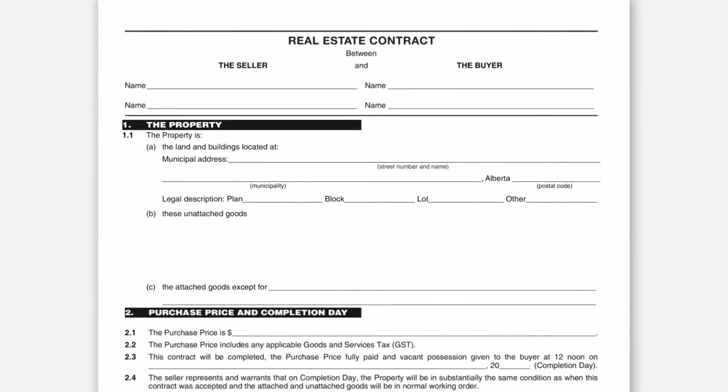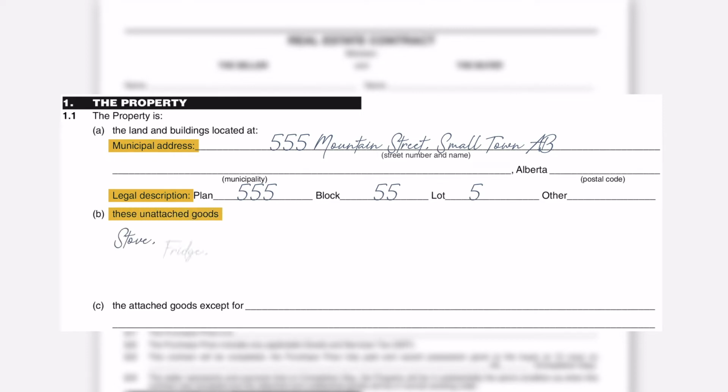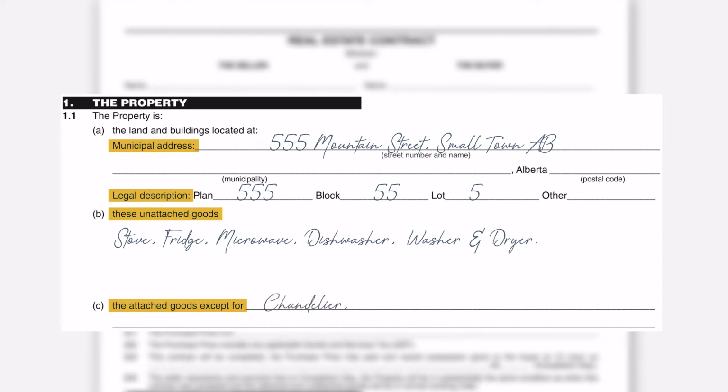2. The property. This includes both the municipal address and the legal description of the property, and any unattached goods that come with the property, which may include things like a stove, fridge, microwave, dishwasher, or washer and dryer. And all attached goods, except for items that may not be included with the sale of the property. This may include things like a chandelier, fancy drapes, or a hot tub.